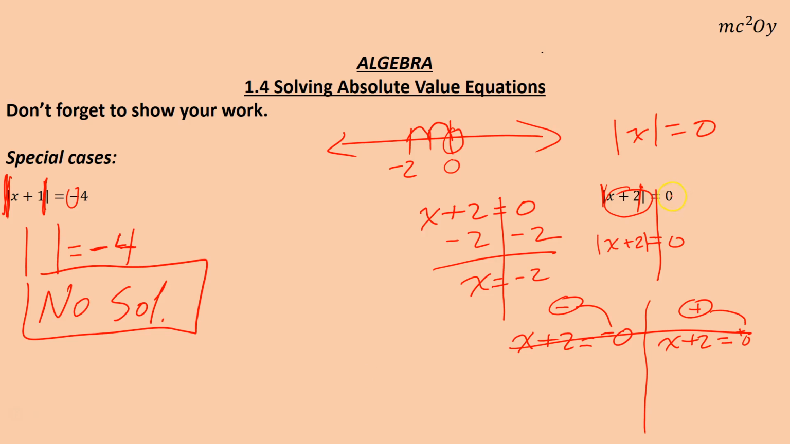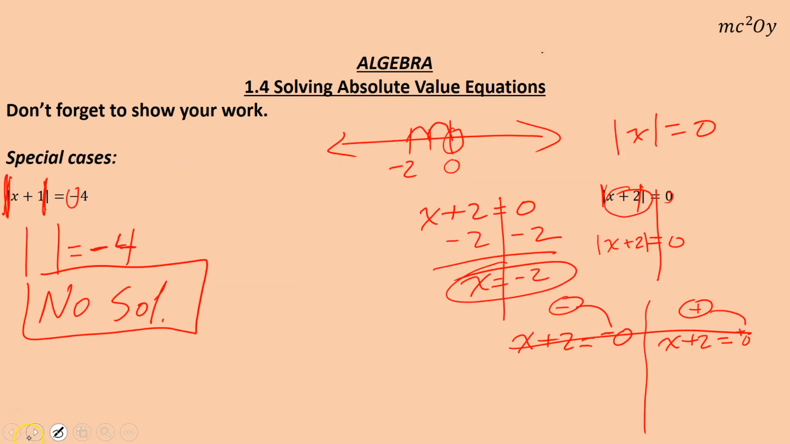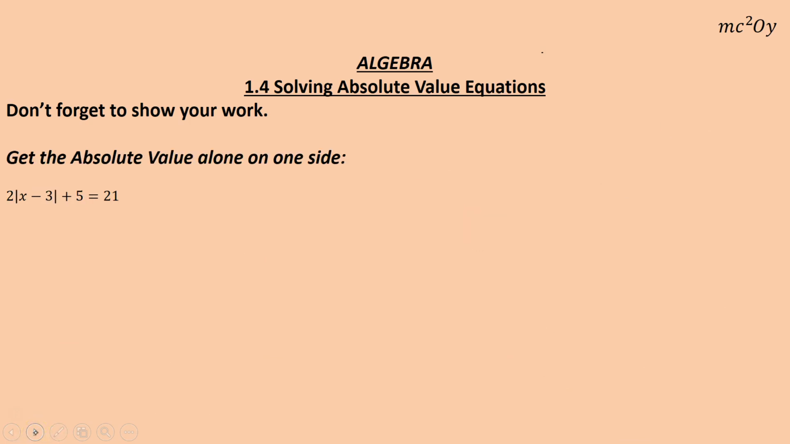So whenever you have 0 right here, really what that means is you're going to have one solution when you're done. Whereas in all of our other problems, with the exception of the no solution here, we've had multiple solutions, 2 solutions. Okay? So those are our special cases, 2 of the special cases.